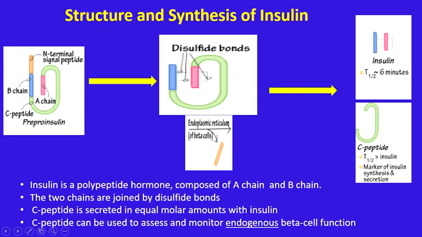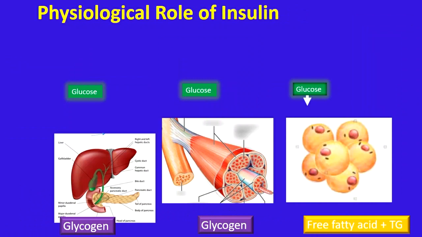So sometimes when you want to detect the beta cell function and to see whether the insulin produced is from endogenous or exogenous sources, we use it to detect and monitor the C peptide level. Okay, so that's how insulin was synthesized and what the structure looks like.